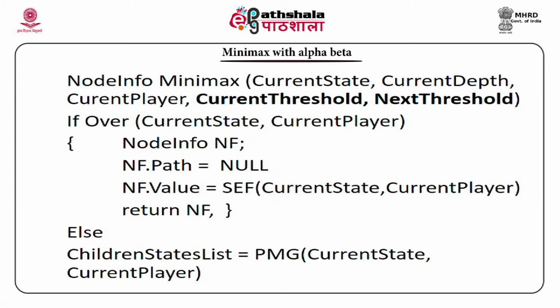Now we'll look at the formal minimax algorithm. The algorithm again returns the node info object, and the first three arguments are the same as we had in the case of minimax, but then the next two are values. One is called current threshold, the other is next threshold. There is no mention of alpha and beta. You will be surprised where they have gone. They have not gone anywhere.